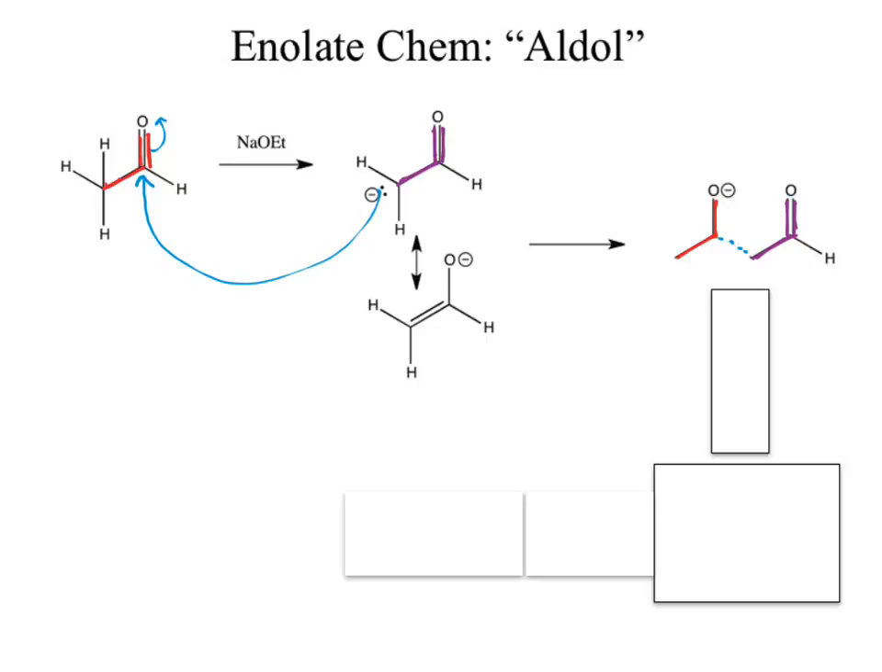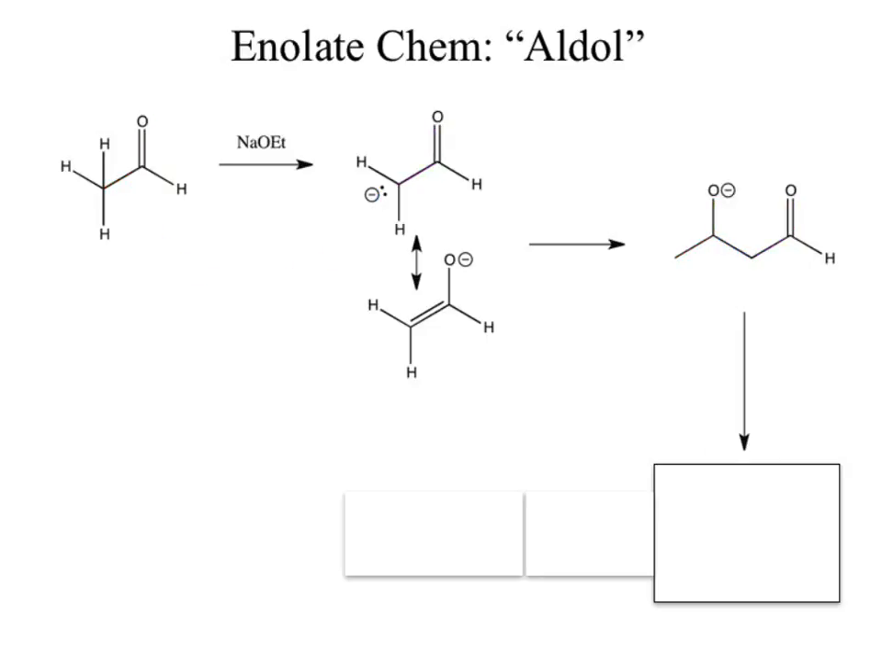We need to neutralize that oxygen somehow. How can we neutralize that oxygen? I can pick up a hydrogen from somewhere in solution, and I would end up with this structure. Let's take a closer look at that final structure. And you might guess it's not completely final. What is on the far right of that structure? The aldehyde. What is on the far left?